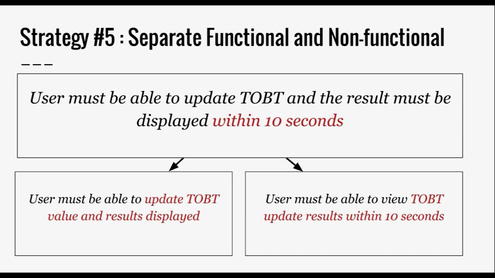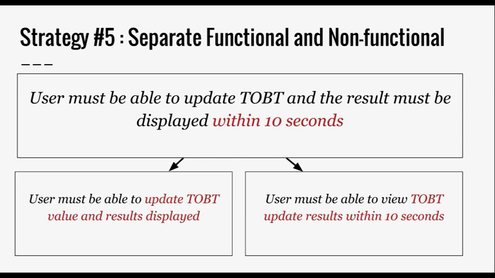Here, as you can see, the initial story says that the result of the computation must be displayed within 10 seconds. So here we combine the implementation of the functionality as well as the non-functional requirement into a single story. Potentially, this can be split into 2, where the first one talks about implementing the functionality where the computation results are displayed, and the second one about the performance requirement where it is displayed within 10 seconds.